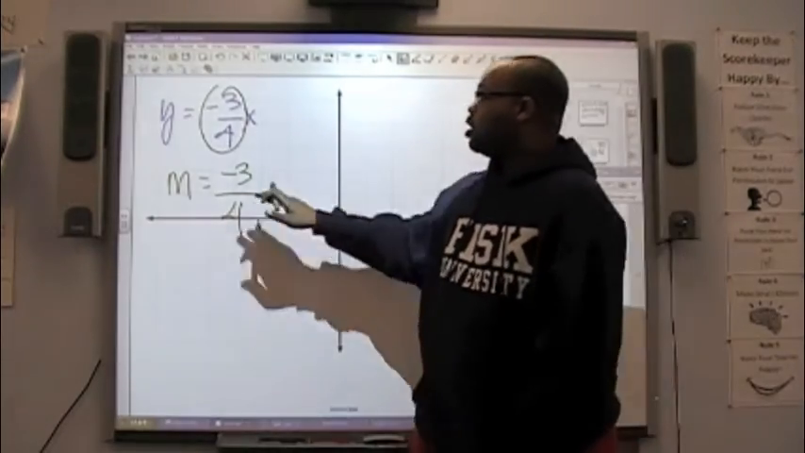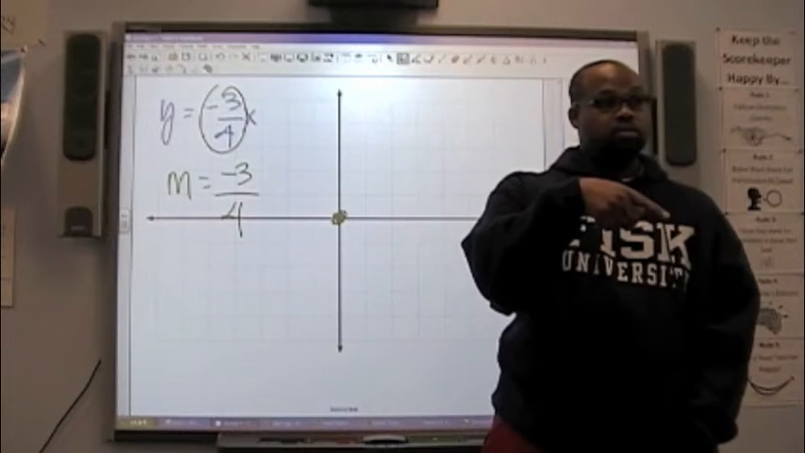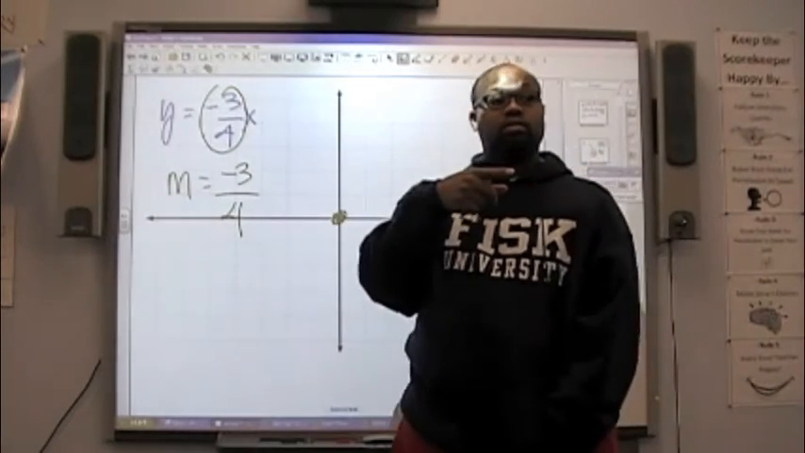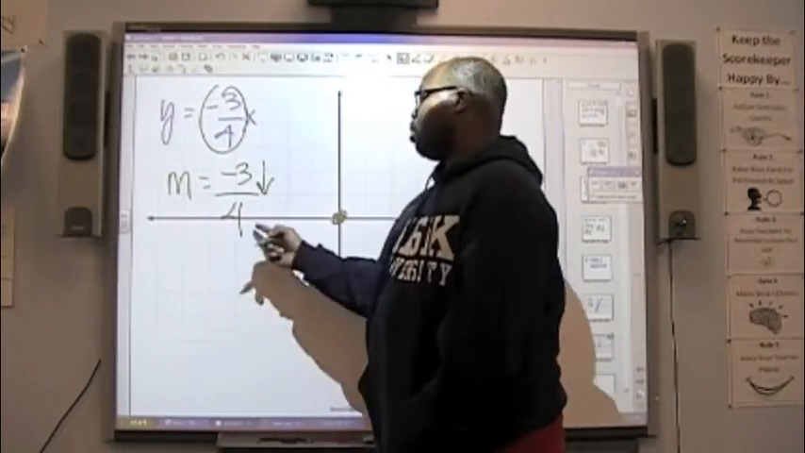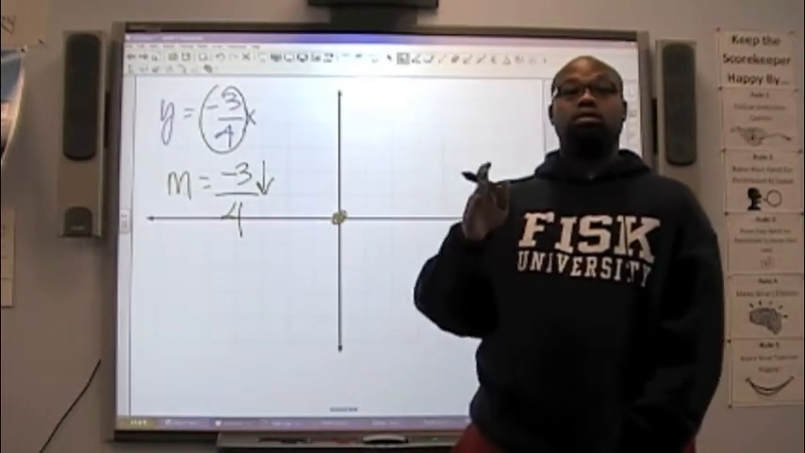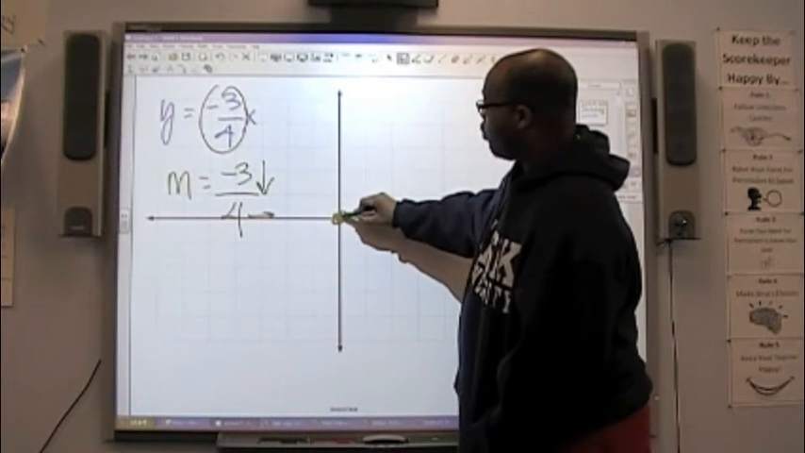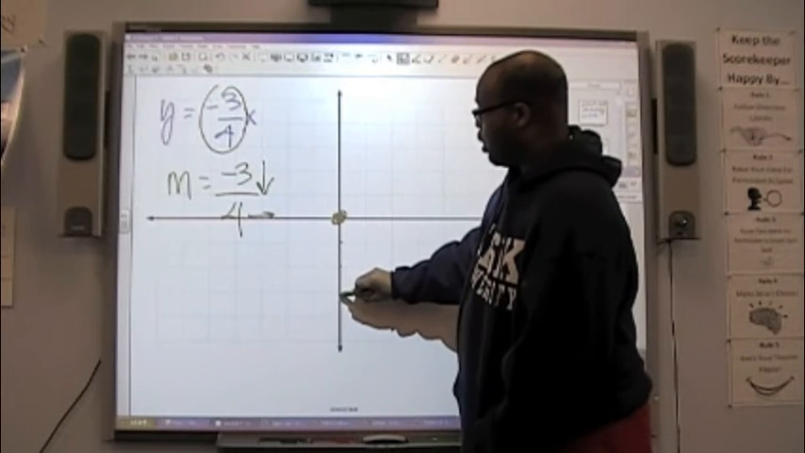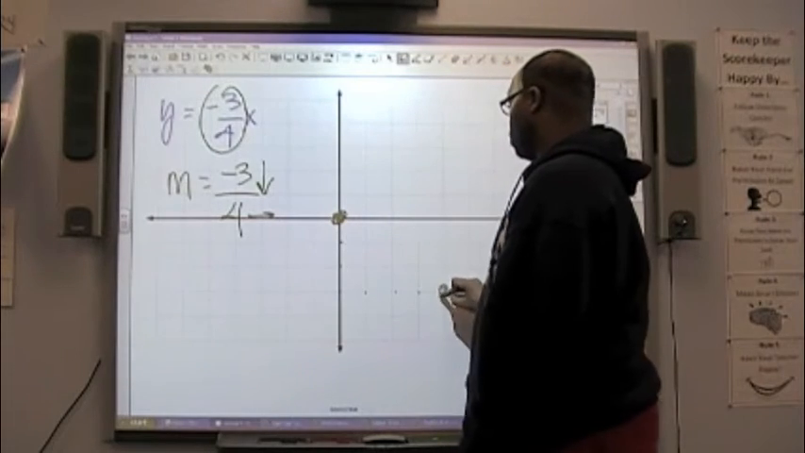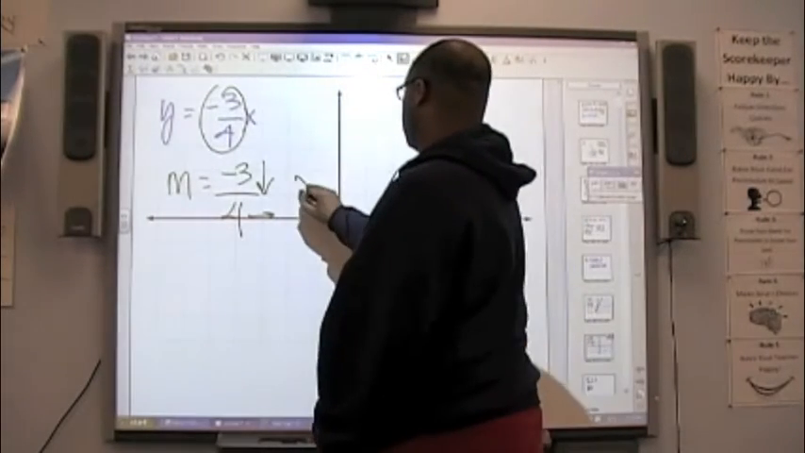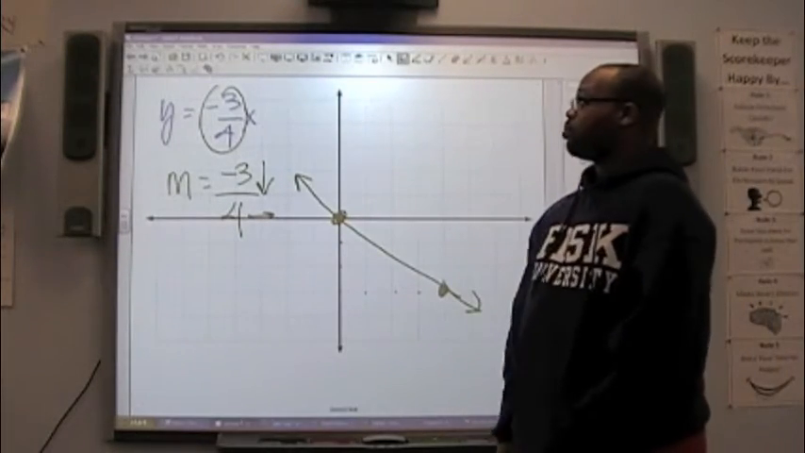And so the negative in the numerator means we go up or down. Down. And the positive in the denominator means we go right. And so I'm going to go down 3 spaces, 1, 2, 3, and to the right 4, 1, 2, 3, 4. And so now it's graphed.